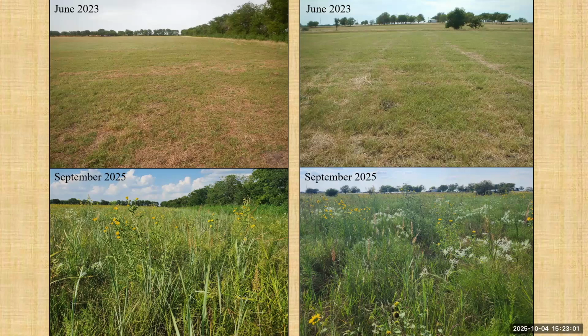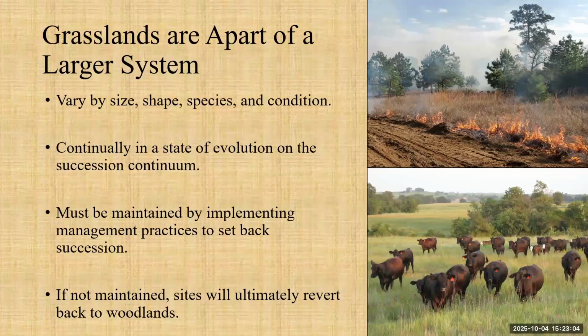And so with that, grasslands are a part of a larger system. They vary by size, shape, species, and condition. They're continually in a state of evolution on that succession continuum. So bare ground to woods, trying to keep it somewhere in the middle of grasslands. They have to be maintained by implementing certain management practices, or they will revert back to woods.